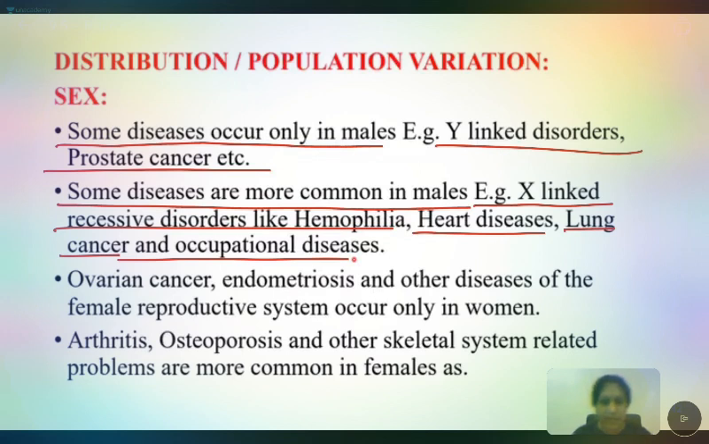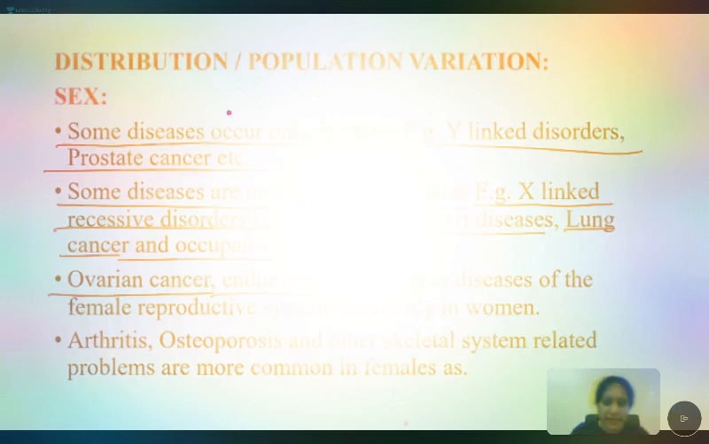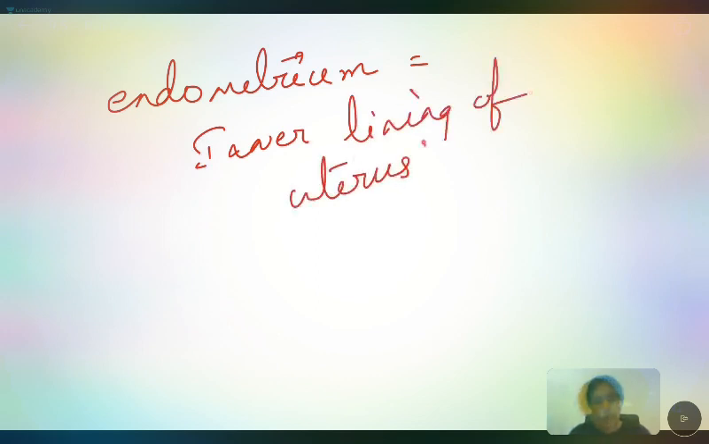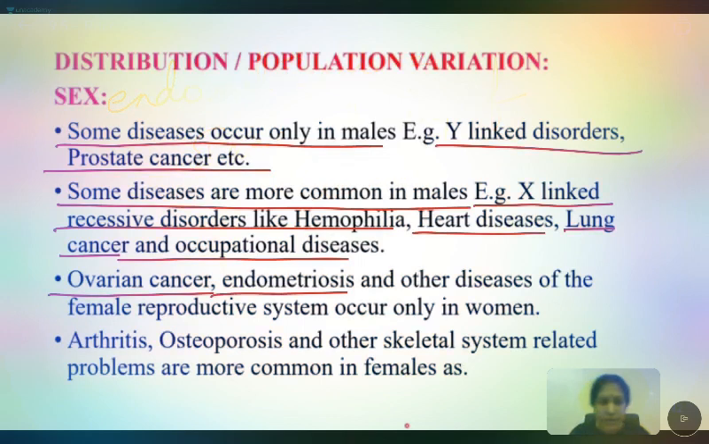Next, in the same way, ovarian cancer and endometriosis. Ovarian cancer is cancer of the ovaries. Ovaries are the primary reproductive organs of females, so only females. Endometriosis: endometrium means the inner lining of the uterus. So uterus is only in females, so only females. And other diseases of the female reproductive system occur only in women.